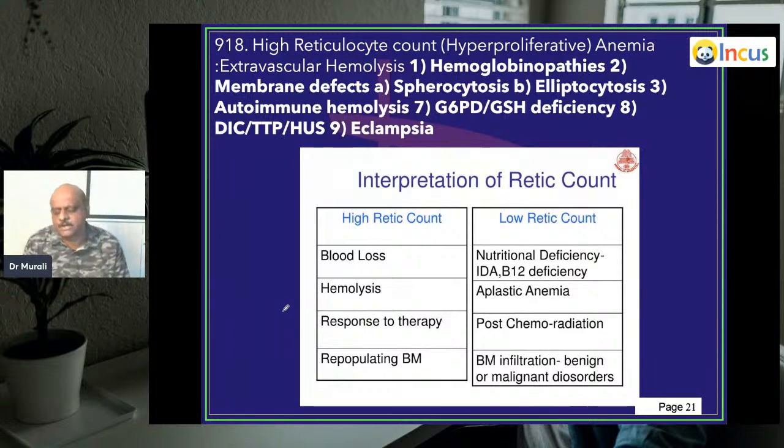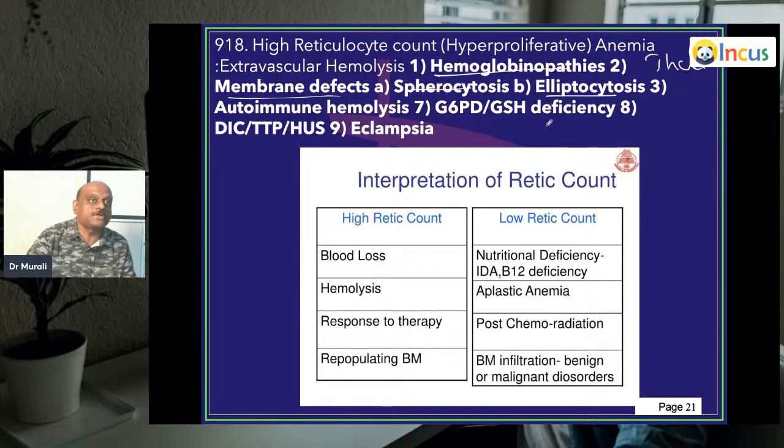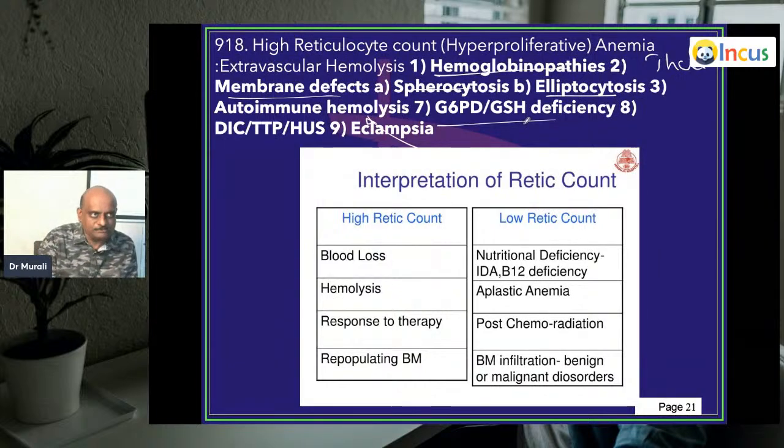So what are the various conditions where extravascular, that means the spleen is the graveyard, which is slaughtering the RBCs? Where are they? Hemoglobinopathies like your thalassemias, membrane defects like spherocytosis, elliptocytosis, any autoimmune hemolysis, G6PD deficiency, so that antioxidants which protect the RBC from oxidant injury are missing. G6PD deficiency. Similarly, disseminated intravascular coagulation, thrombotic thrombocytopenic purpura, and hemolytic uremic syndrome.